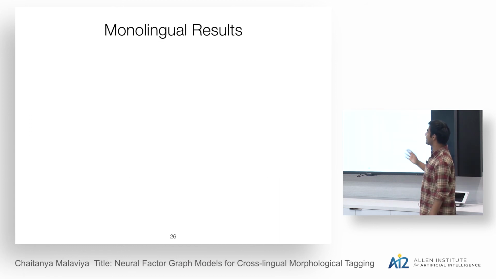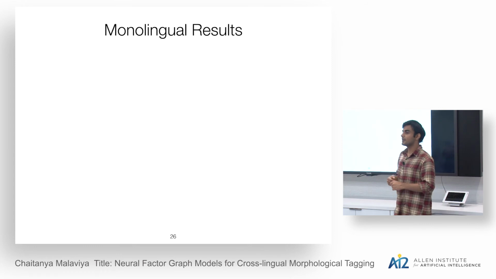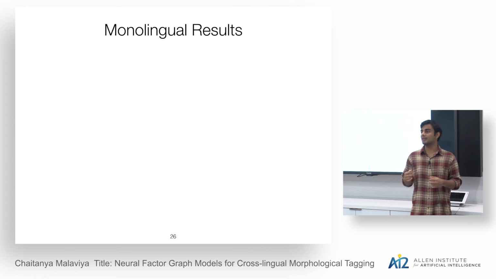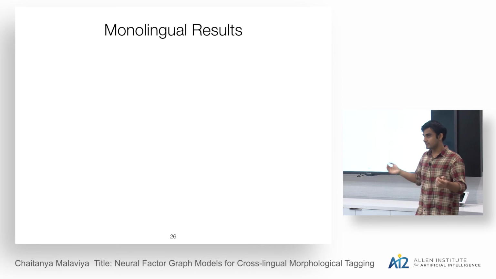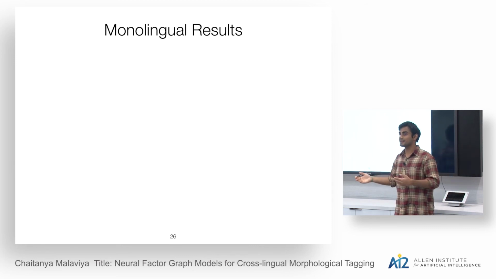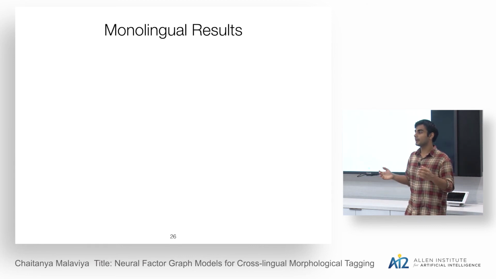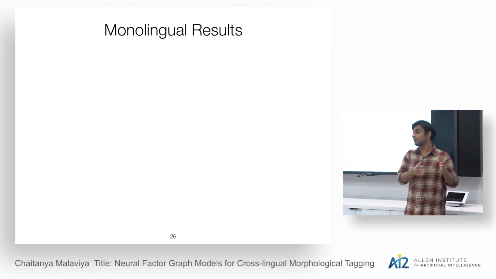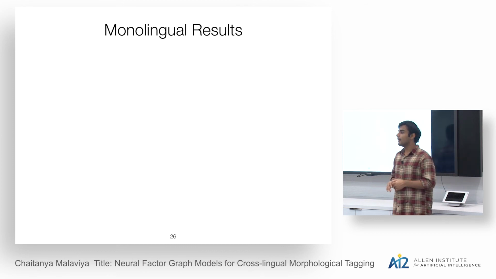So moving on to the results, we performed experiments in 2 settings, monolingual and cross-lingual. Monolingual, where we only have the low resource language and the training data set is either 100 or 1,000 sentences. Cross-lingual settings where we have all the data from the high resource language and only 100 or 1,000 sentences in addition to the high resource language data.